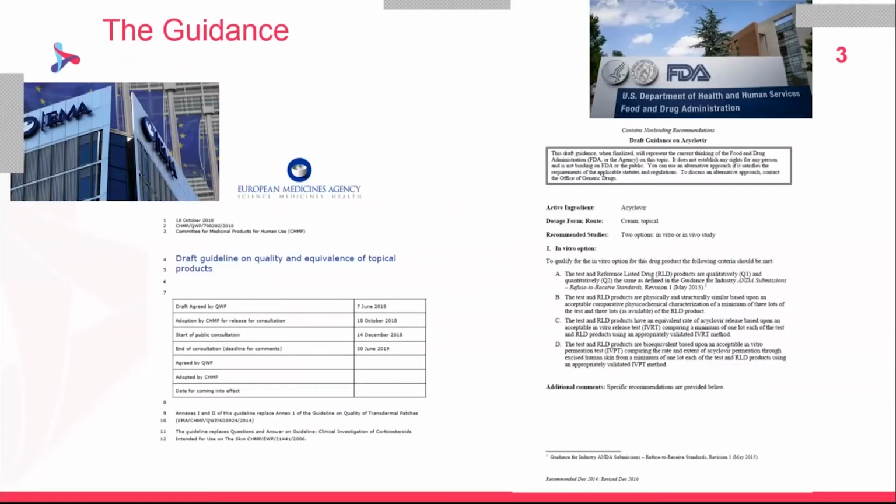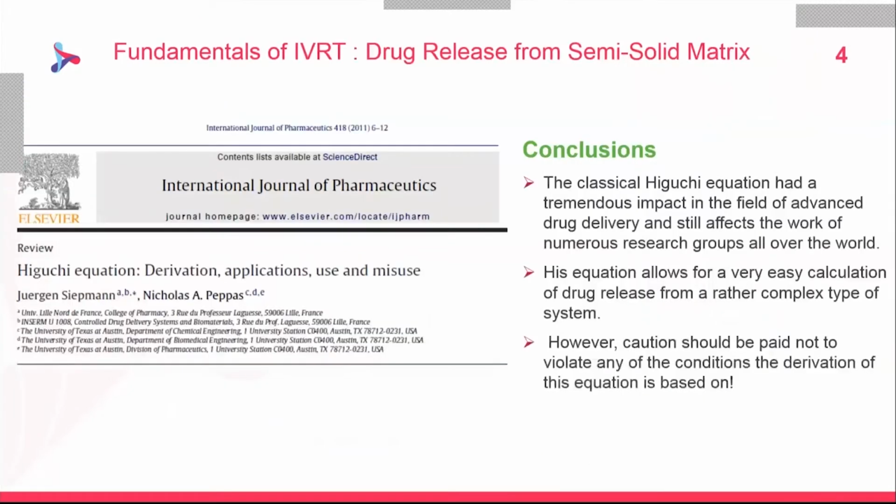So since FDA posted product-specific guidance, PSG, first in 2012 and then 2016, with IVRT as a bioequivalence option for topical acyclovir ointment and cream, 15 to 17 generic products in total have been approved. Not bad.